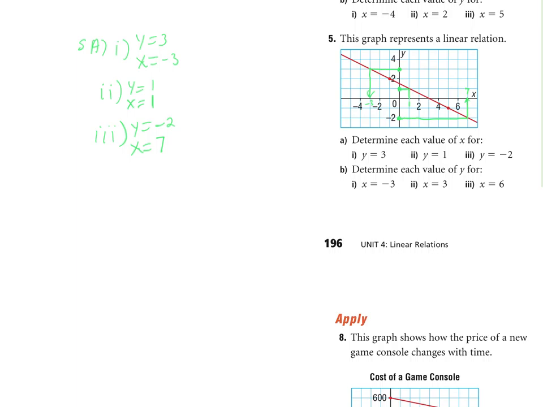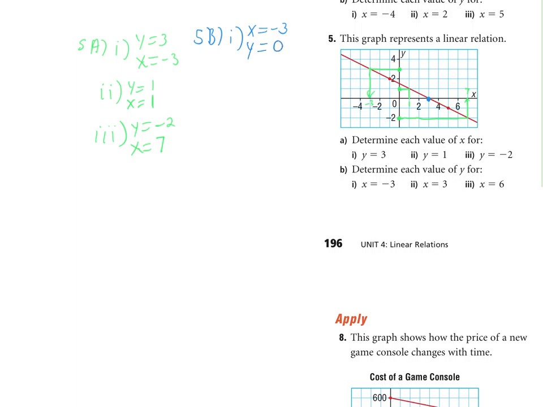Now for b, we have x equals negative 3. So when x is equal to negative 3, that is right here on the x-axis, and that is where the red line intersects the x-axis. So that would mean that if this is our x-axis, and we come straight across to the y, we're right here at zero. So when x equals negative 3, y equals zero.